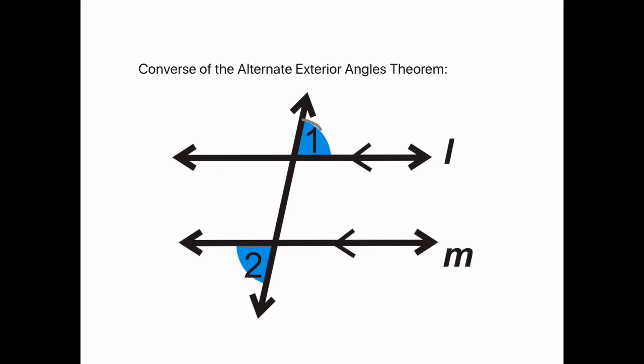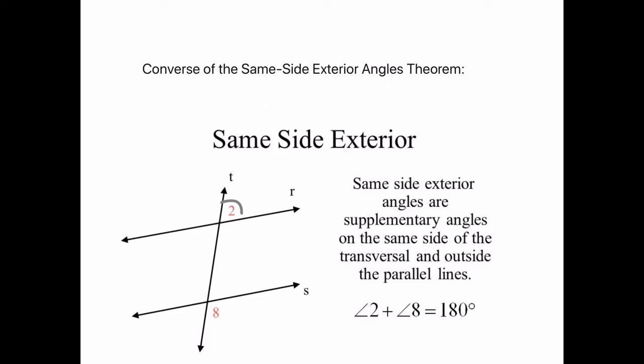And our last one here, the same side exterior. So if angle 2 plus angle 8 equals 180, then line R must be parallel to line S. And that would be the converse of the same side exteriors.